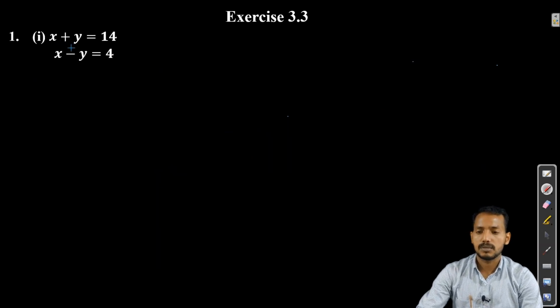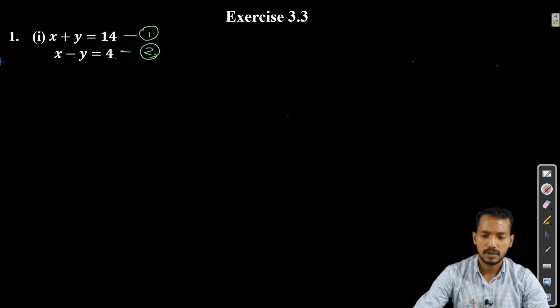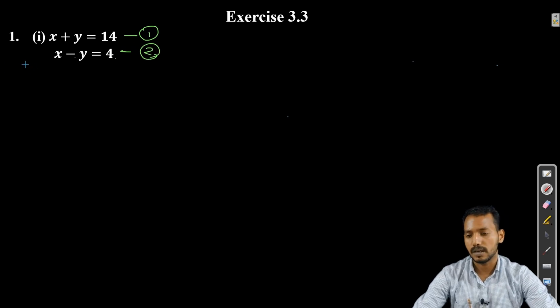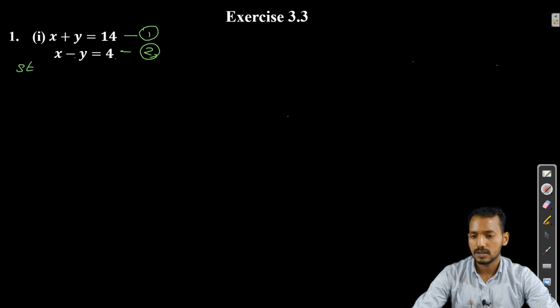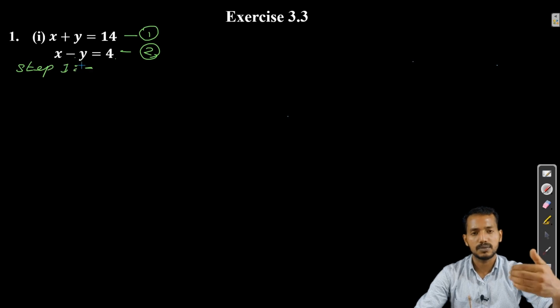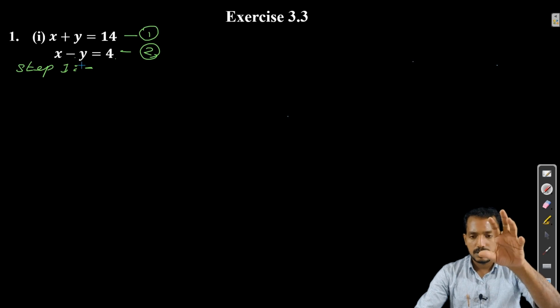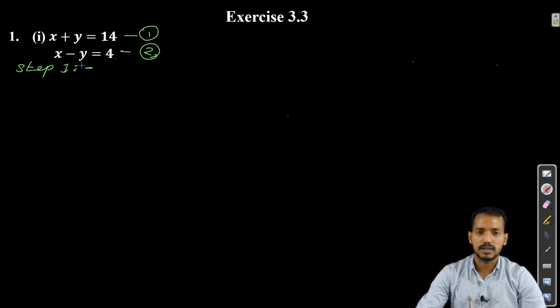Question number 1, option number 1: x plus y is equal to 14 and x minus y is equal to 4. This is equation number 1 and equation number 2. So we are going to solve this question by the substitution method. First, step 1. Okay, listen carefully. Even if you didn't understand the steps we discussed in the introduction, no matter, you only have to remember how to solve the question.